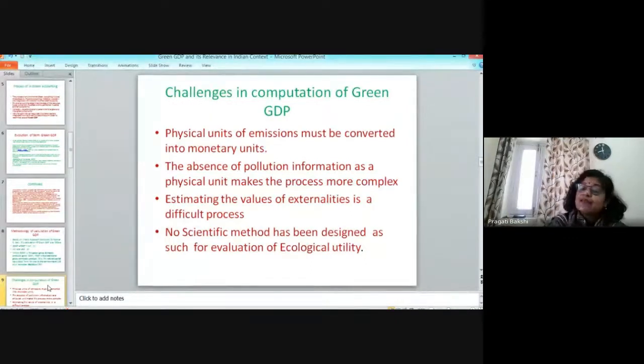Negative externalities: we can define externalities as a kind of product, something that happens when some unwanted thing enters into the utility function or consumption function of a person or any production. That is called externalities.